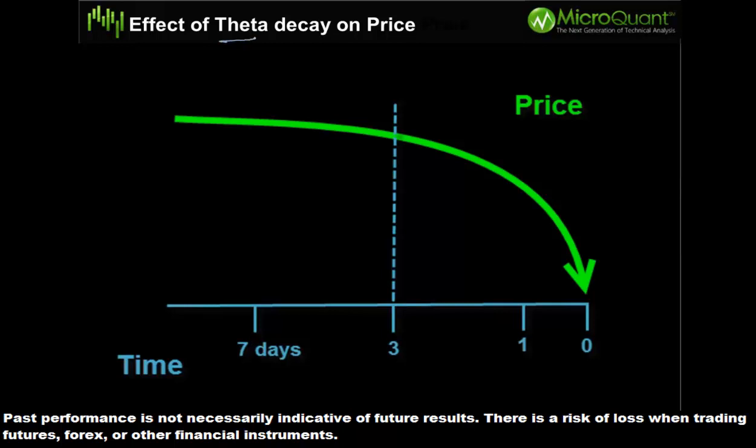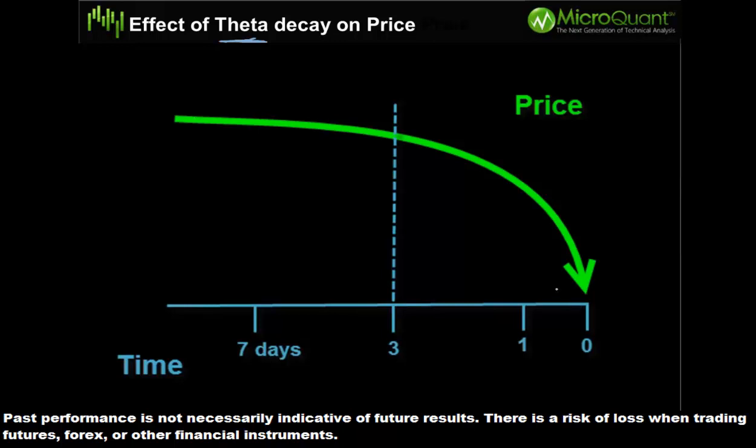The other aspect of option pricing that we're going to concentrate on today is theta. Theta is the decay in price. Basically, the closer an option is to expiration, the quicker it loses value, if the option is out of the money.